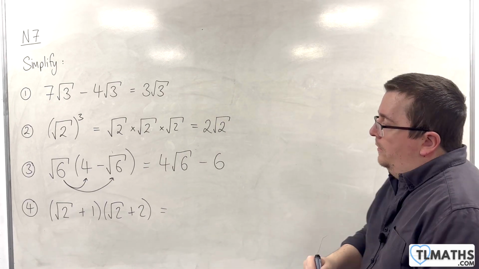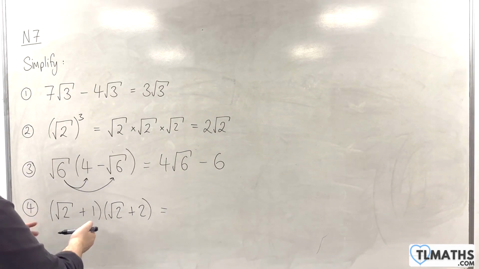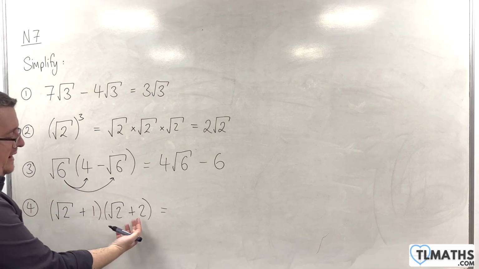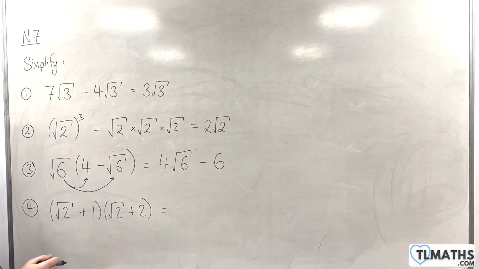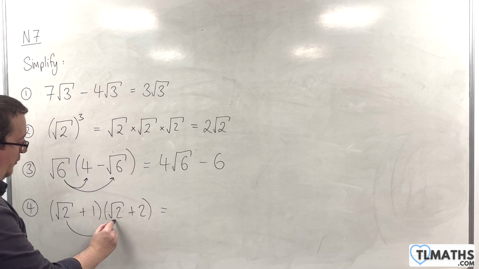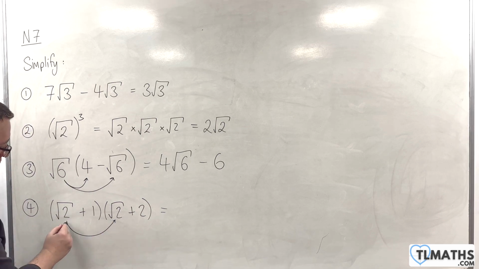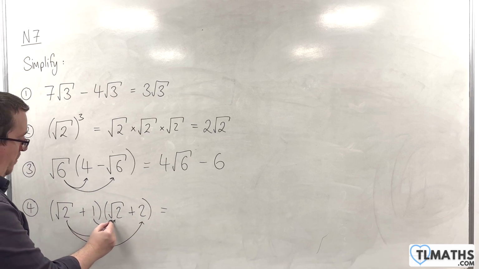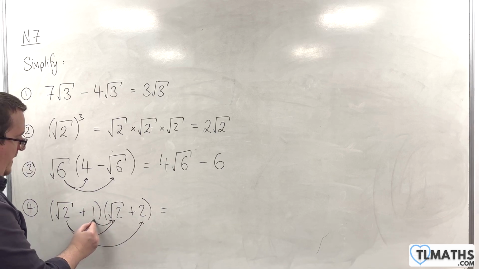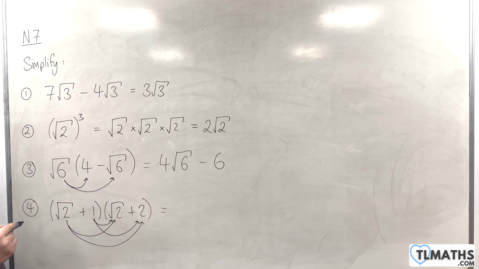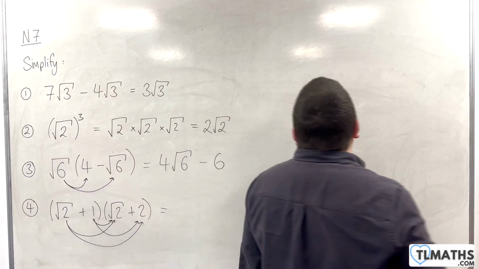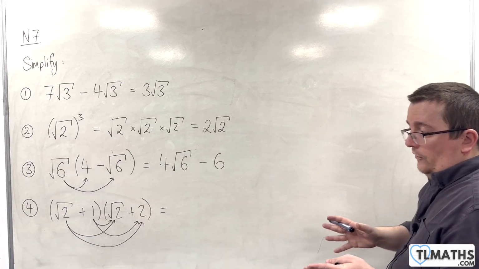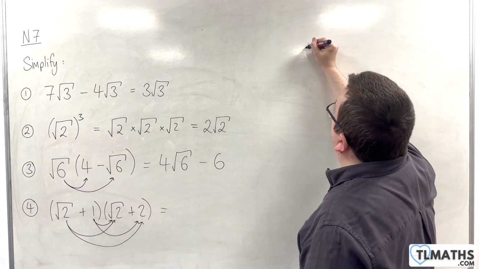Okay. Now we can use a similar method to multiply these double brackets. So essentially what we need is that every term that is in the first bracket needs to multiply with every term that's in the second bracket. So the root 2 needs to multiply with the root 2. The root 2 needs to multiply with the 2. The 1 needs to multiply with the root 2. The 1 needs to multiply with the 2. Okay? Now you can see that a little bit more easily inside a grid.